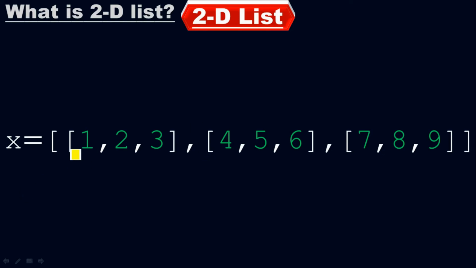Look at here. From here up to here is one list, from here up to here is another list, from here up to here is a third list. But for the main list, each is considered a single element or a single item. This is my second single item. This is my third single item for the outer list, for the main list.